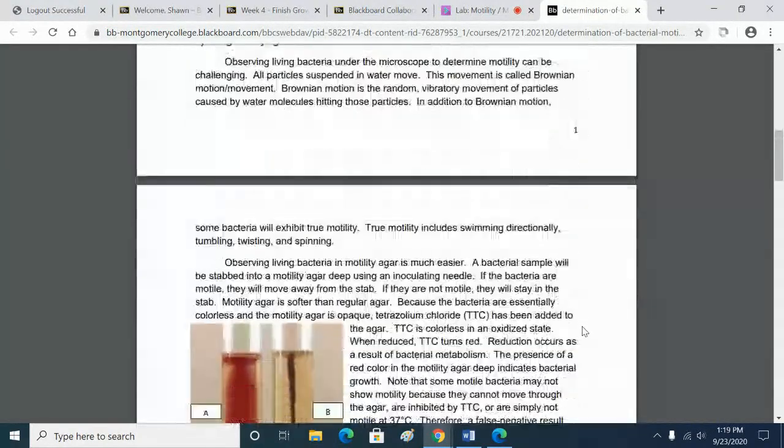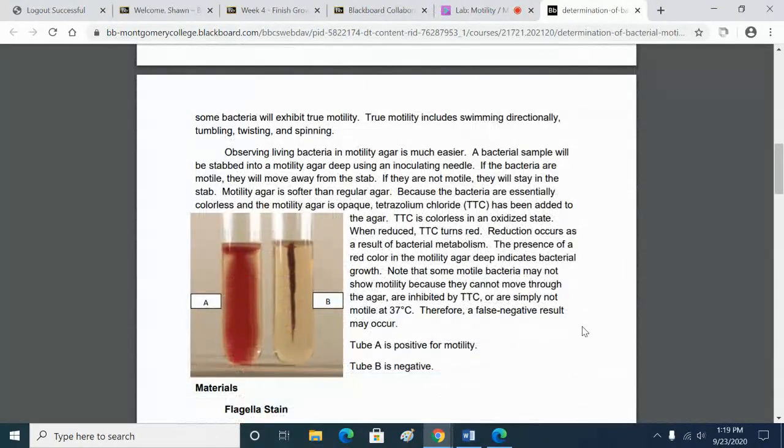So when it comes to the agar deeps, the motility agar deep is a technique for determining motility. It works well for most bacteria, but not all of them, as we'll find out. But the idea behind motility agar is that it's softer than regular agar. It's less dense, and that can allow bacteria to move through the agar. Now, this technique does require steady hands. So we're going to use an inoculating needle, a straight wire, although you would normally have to straighten it out because they bend very easily.